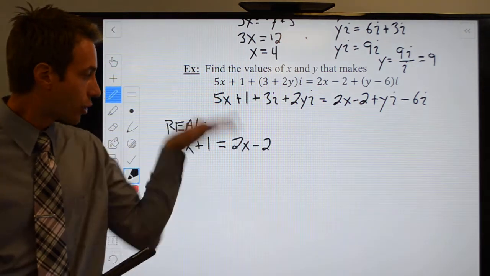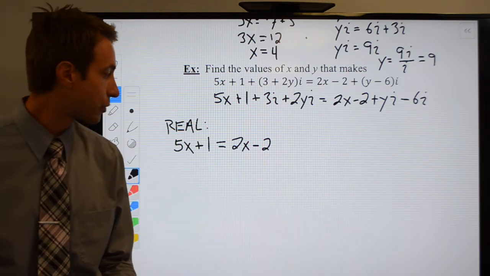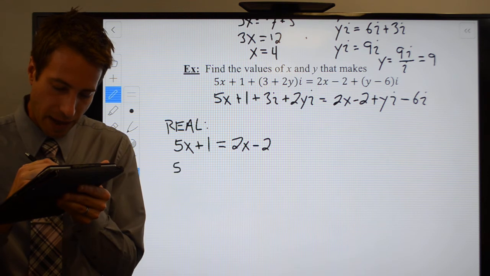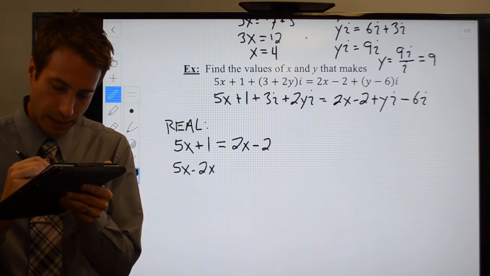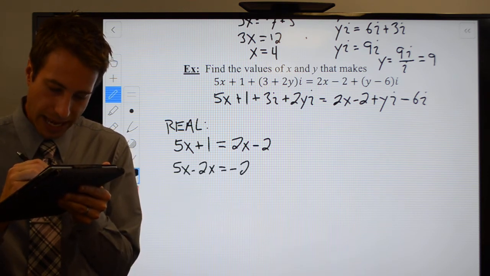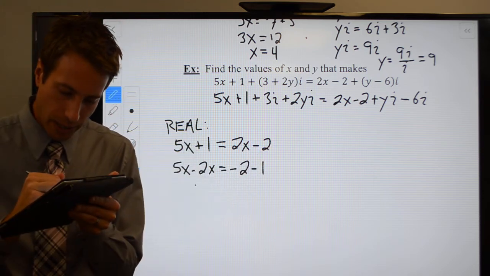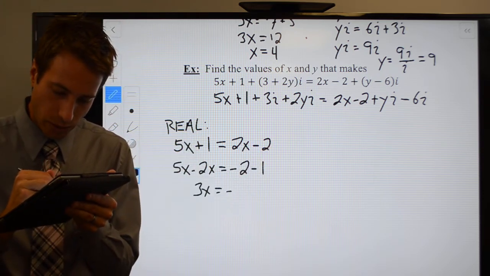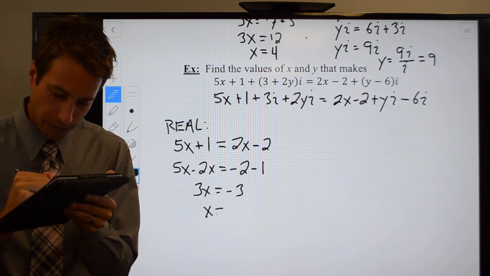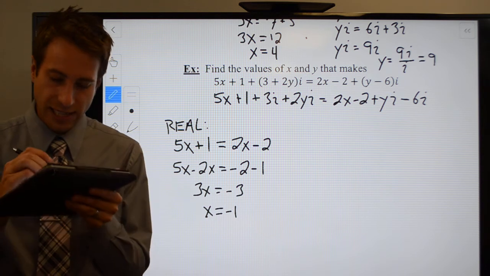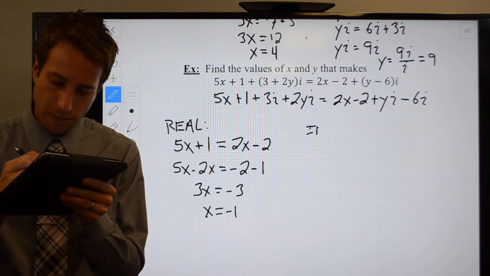All right. Well, let's go ahead and solve this. You got to get the x by itself, so we combine like terms. Subtract the 2x to the other side. 5x minus 2x is equal to a negative 2. Subtract the 1 to the other side, and we wind up with 3x is equal to a minus 3, which means x would have to be a negative 1. Okay, let's take care of the imaginary part.